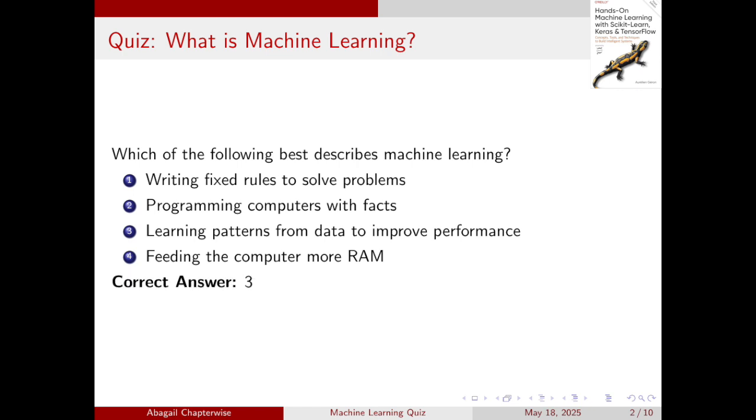The correct answer is 3. Machine learning is all about using data to help a system recognize patterns and improve its performance on a task over time without explicitly writing out every rule. It's very different from traditional programming.